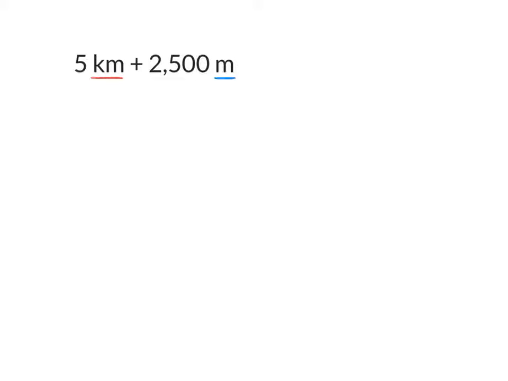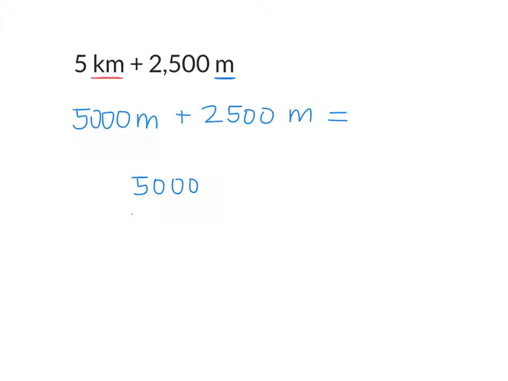5 kilometers is the same as how many meters? Well, we have to multiply by 1,000. So this is equal to 5,000 meters plus 2,500 meters. Now you can see they are in the same units. Do you guys agree? So now can we add? Yeah. Now we can do 5,000 plus 2,500, which is 7,500. Now what kind of units are they?